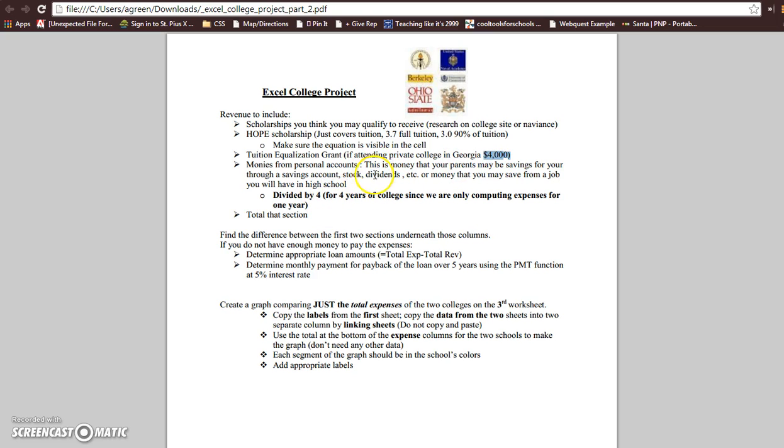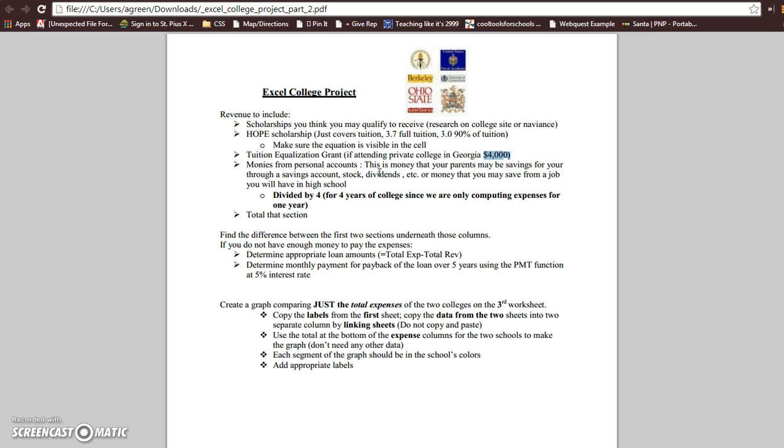Monies from personal accounts. So this might be money that your parents, grandparents, anyone is saving up for you, or even yourself. You are saving that money up because you're going to get a job once you get a car. I would talk to your parents and ask them if they know if you have any savings or what they expect you to do, like get a job, and then ask them to help you identify a number. It doesn't have to be the exact number.